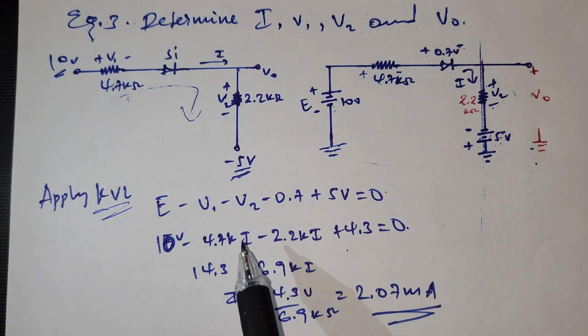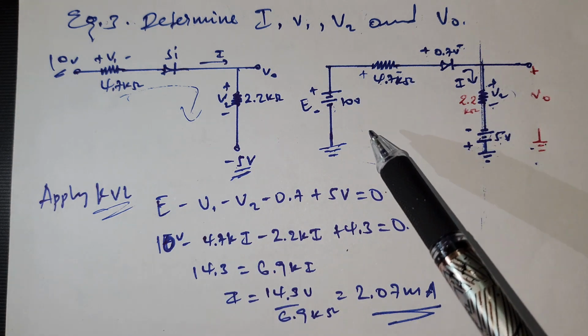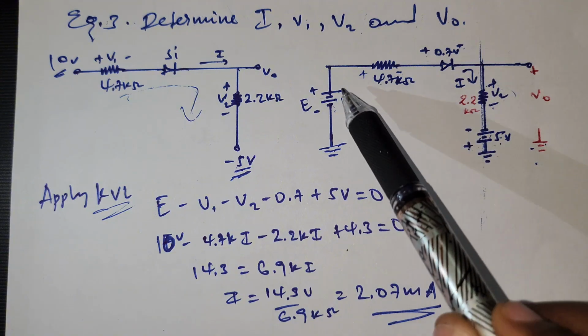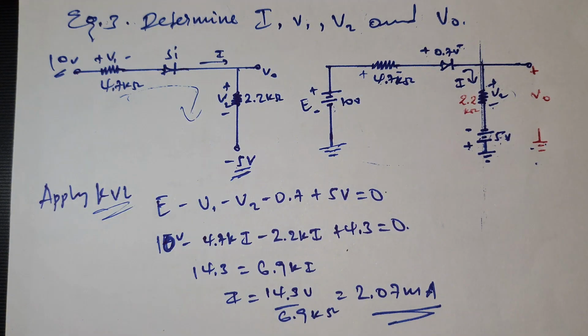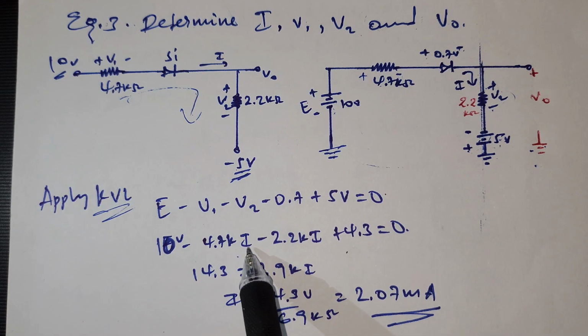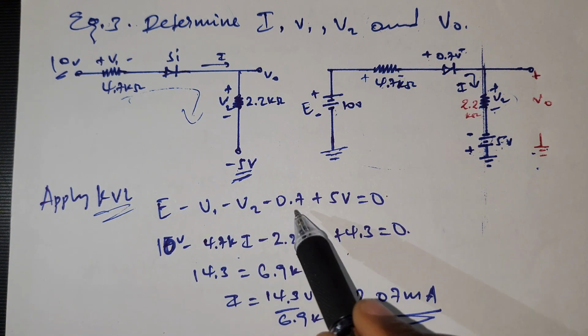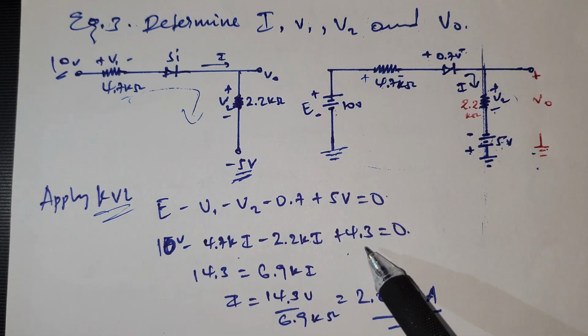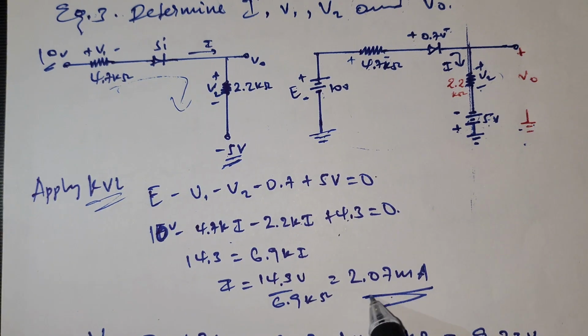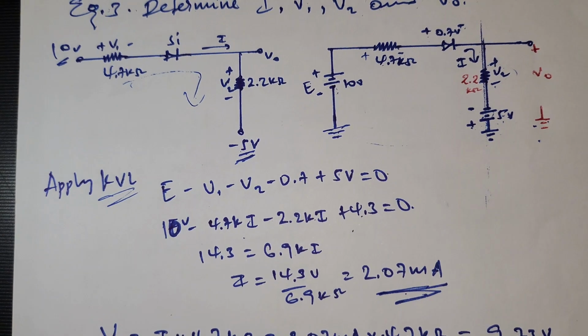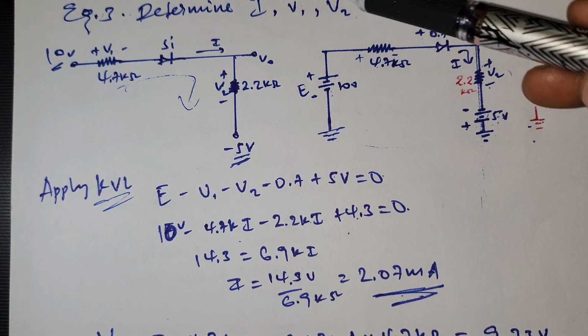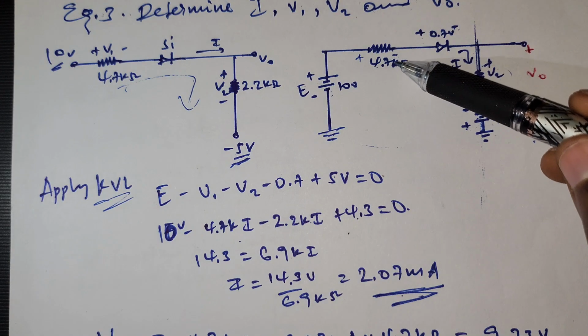Applying KVL, V1 means 4.7K times I. These elements have the same current because they are in series. So 4.7K times I minus 2.2K times I. 0.7 is subtracted from this element, which is equal to 4.3. Rearranging the terms, I is 2.07 milliampere.